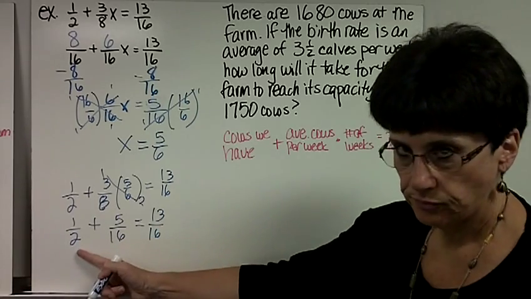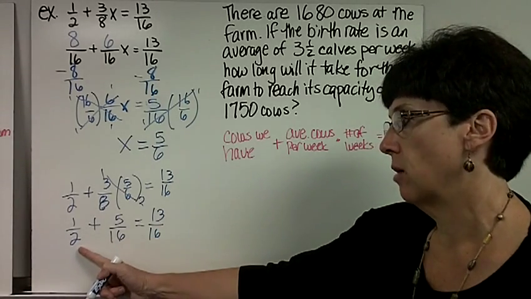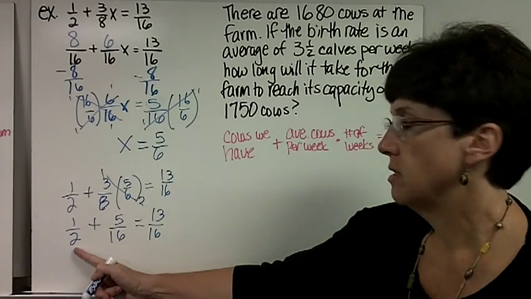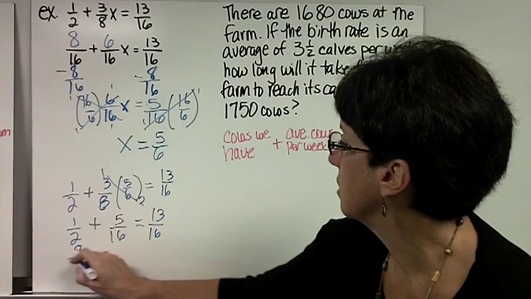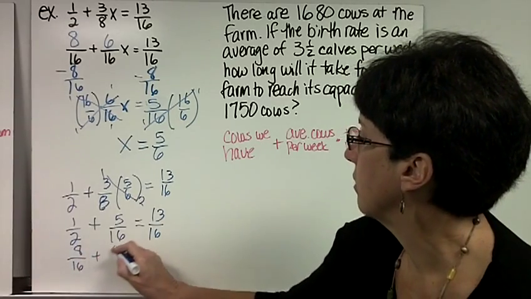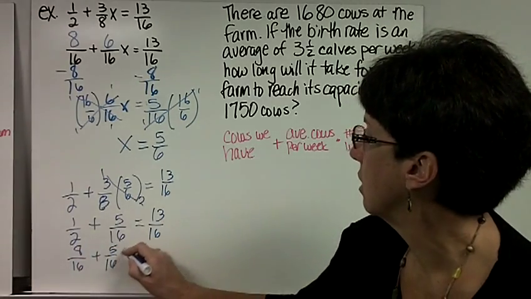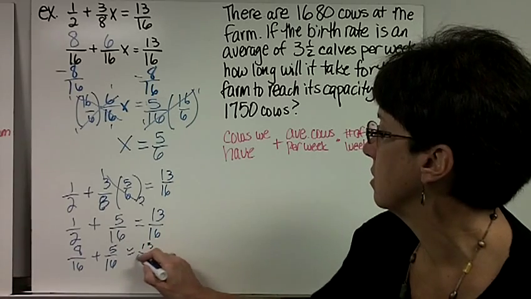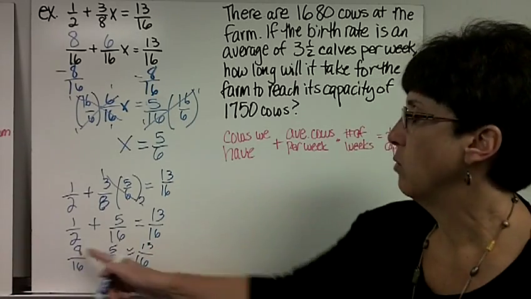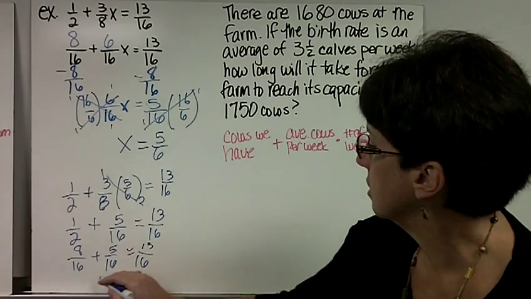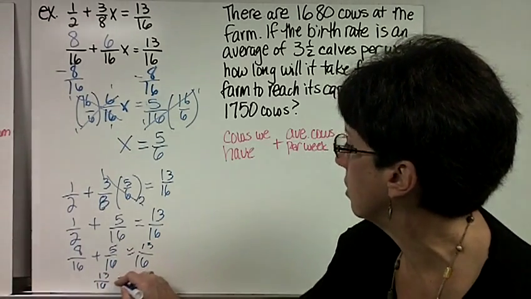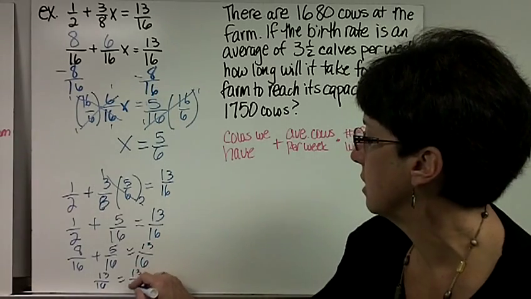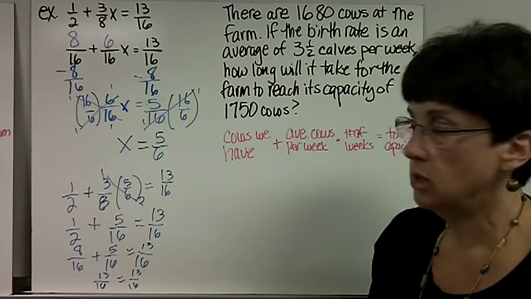All right, once again, to add, you need common denominators. This is the same as what? 8/16 plus 5/16 equals 13/16. Nice writing, boy oh boy. And what's 8 plus 5? 13/16. So 13/16 equals 13/16. So that's how you would check one of these problems.